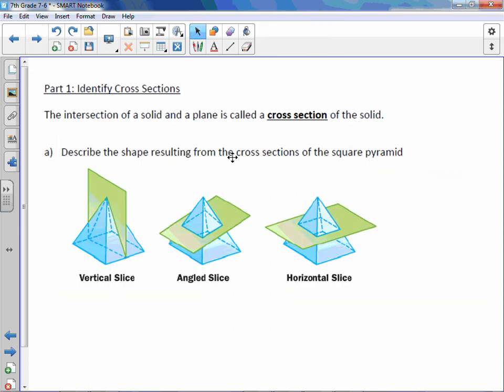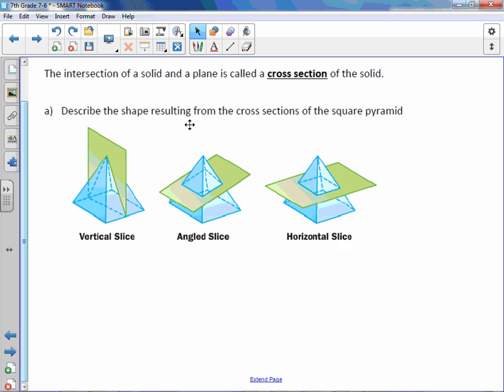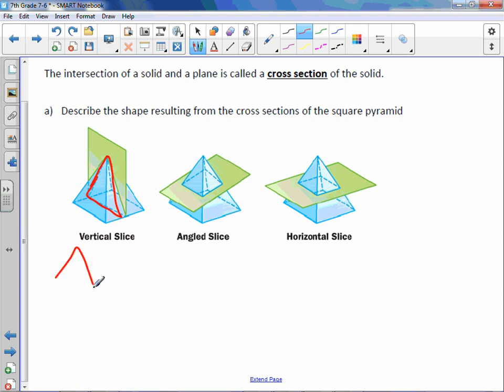Cross sections. The intersection of a solid and a plane is called a cross section of the solid. Describe the shape resulting from the cross sections of the square pyramid. It's a square pyramid because the base is in the shape of a square. If we look at just the piece of this cross section that's touching the pyramid, it's cutting through here and forms that shape, which is a triangle.